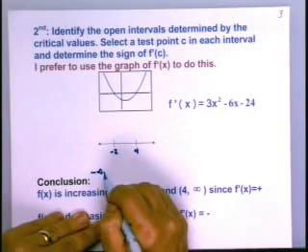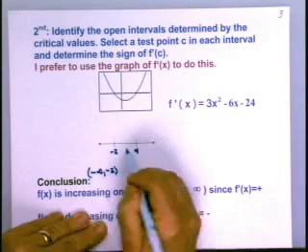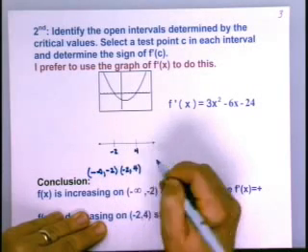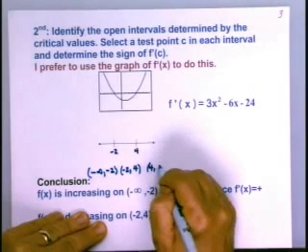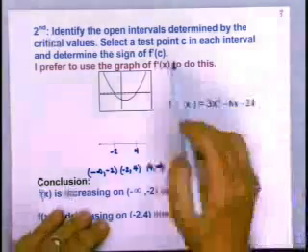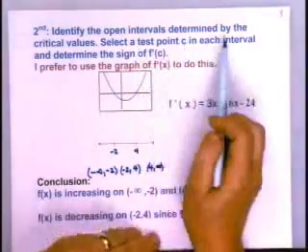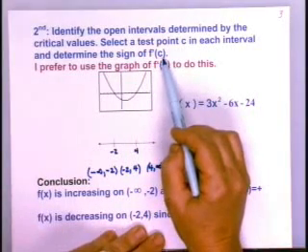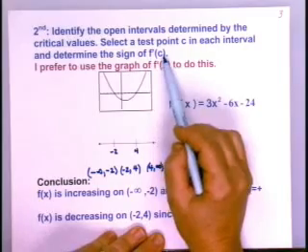We have the interval from negative infinity to negative 2. We have this interval which runs from negative 2 to 4. And then we have our third interval which goes from 4 to infinity. Now you have to select a test point in each interval and determine if the sign of the derivative is positive or negative. There are several ways to do this.